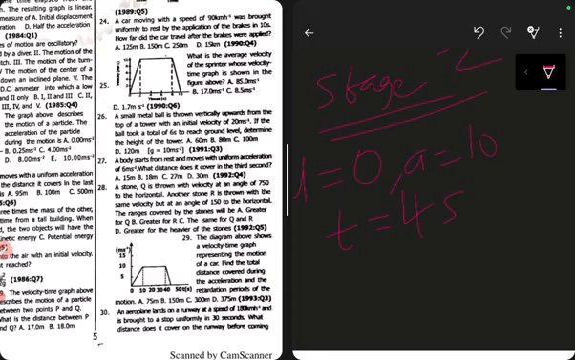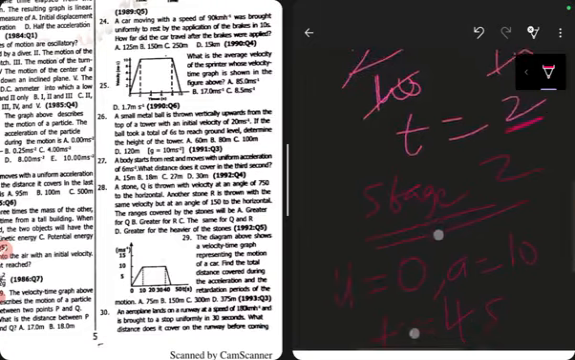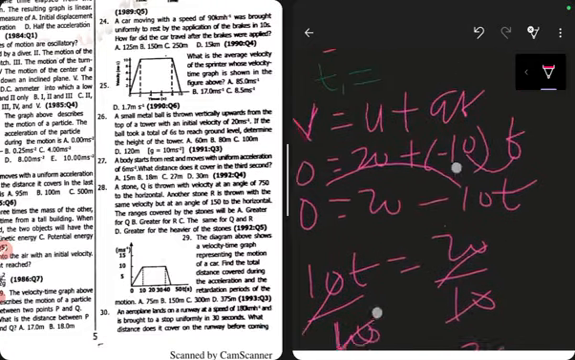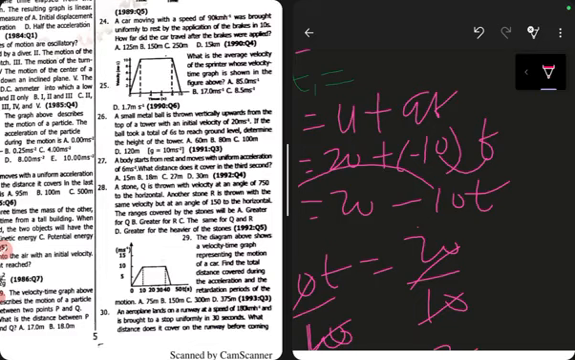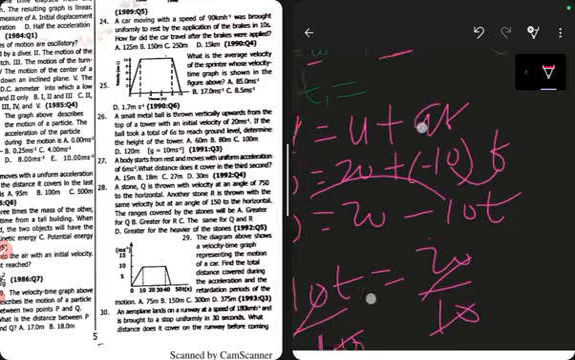But let me not jump into that first. Now, in the first stage, we got t as 2 seconds. We can also get the distance covered during the first stage. I think that's what we will also do. We need to get the distance covered.